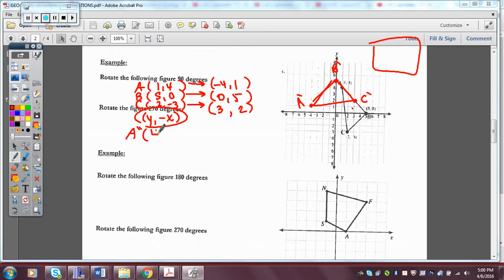So what this means is you take the original and you put y in the x spot. So y of A was 4. And you make the opposite of x in the y spot, so negative 1. And B double prime, I take the opposite, I flip 0 and 5. And then x has to become negative, so 5 becomes negative. And then C double prime would be negative 3, negative 2. So now if I go ahead and plot these, and I'll plot them in green, I have 4, negative 1 is A double prime, 0, negative 5, which is B double prime, and negative 3, negative 2, which is C double prime. And I'm going to connect my dots and go from there.